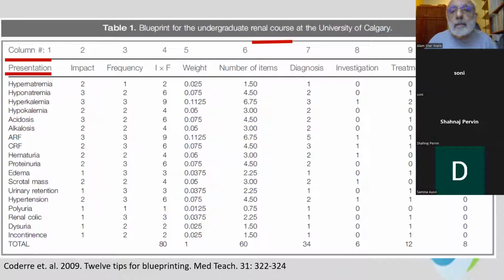This is about the renal course for undergraduate students at the University of Calgary. If you see column 1, where topics are given, we can see a variety of aspects being assessed: hypernatremia, hyponatremia, etc., which are laboratory findings. Then we have clinical conditions like acute renal failure or chronic renal failure. Then we have symptoms and signs like hematuria, edema, etc. So this means that the list of content can be a mixture of different topics or different methods of assessment.